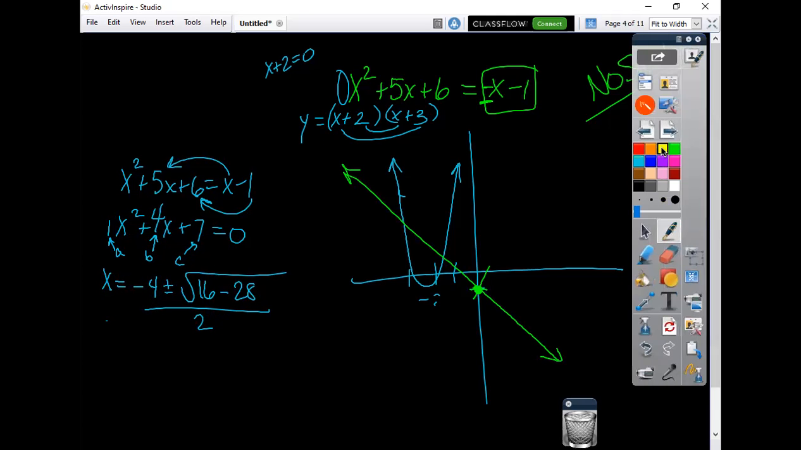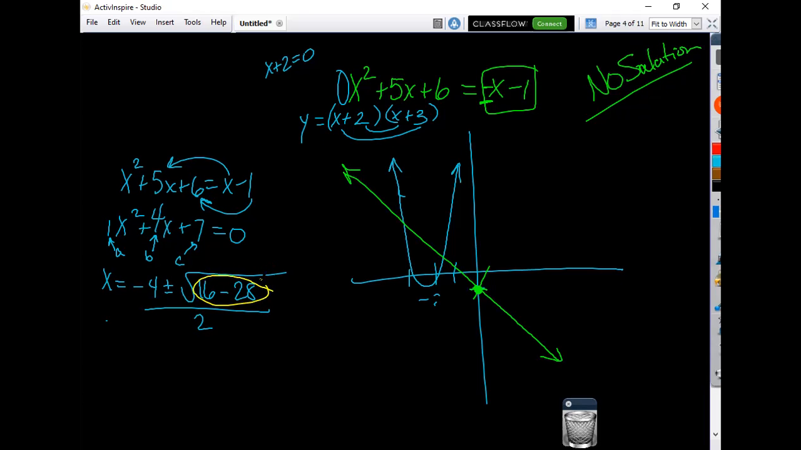Under the square root, we've got a square root of a negative, and in terms of real numbers, you can't do that. We can do imaginary numbers, and we'll see what those are after a while. But since there's no real numbers because of that, there is no solution.